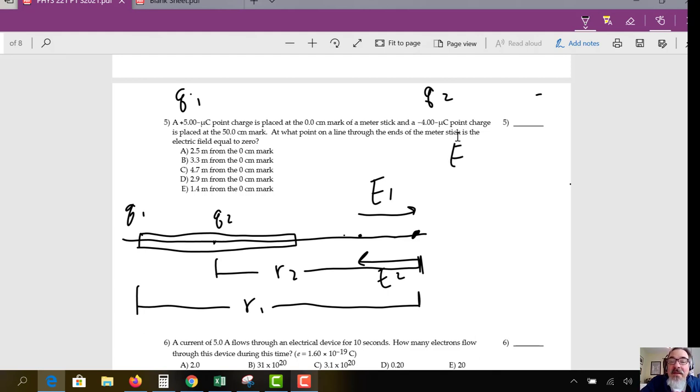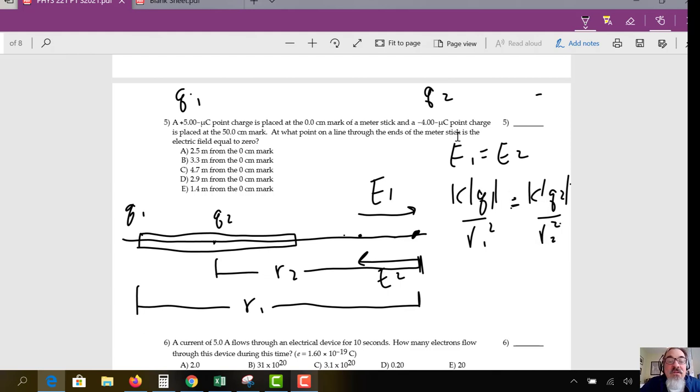Okay, so I'm just looking at the magnitude of the electric fields. They are equal to each other. So this would be K Q1 over R1 squared is equal to K Q2 over R2 squared. Okay? So the magnitude of E1 is equal to the magnitude of E2. Now we're trying to figure out what R1 is. So the K's actually cancel out.